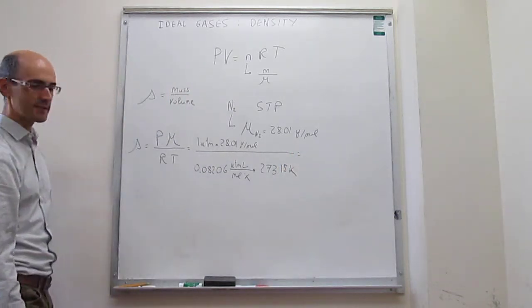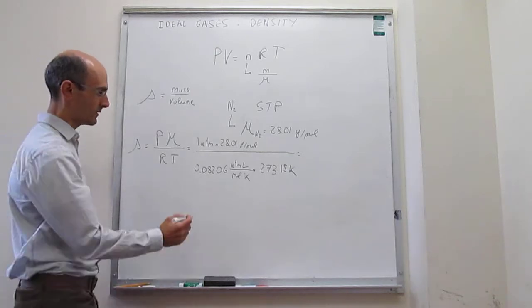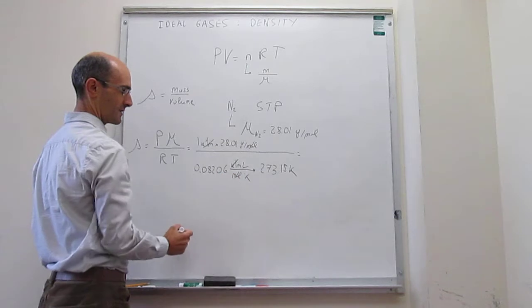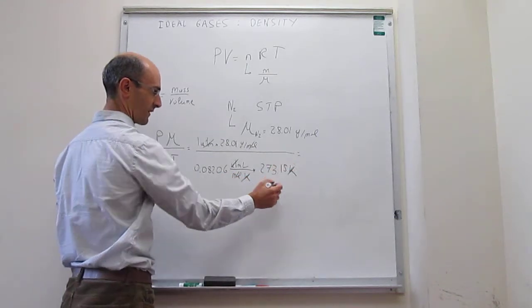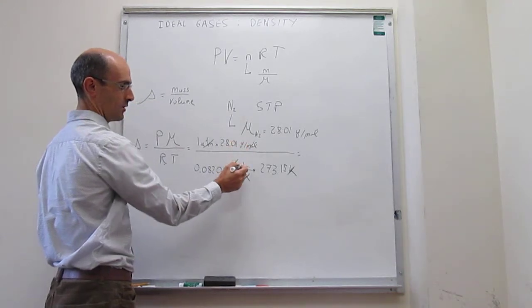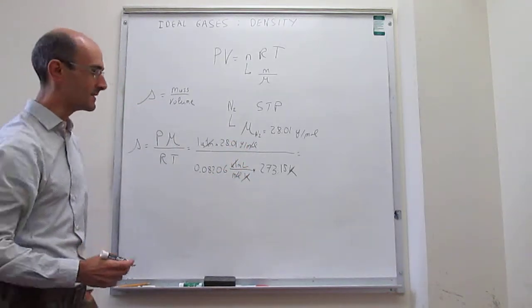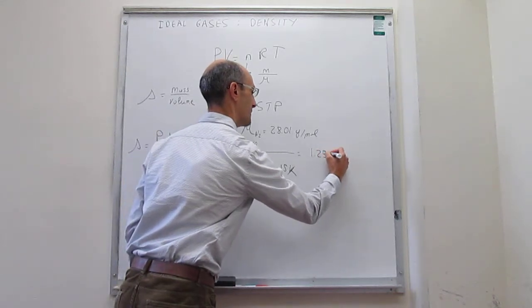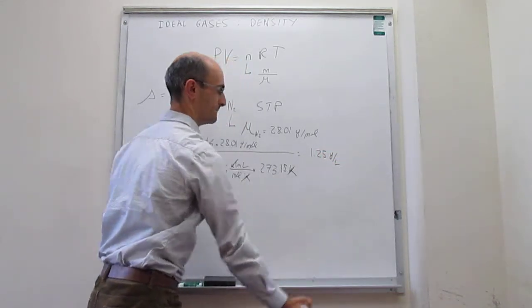Let's see what the units of this result are going to be. Atmosphere cancels with atmosphere, mole cancels with mole, Kelvin cancels with Kelvin, and the only thing that is left over is grams over liters, so mass over volume. So that is correctly a density. The density is going to be equal to 1.25 grams per liter.